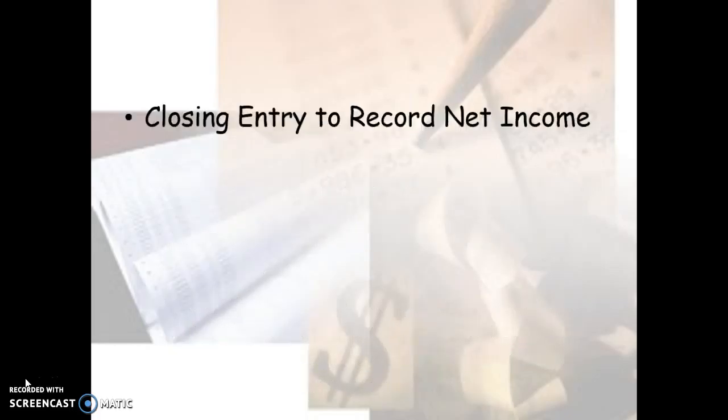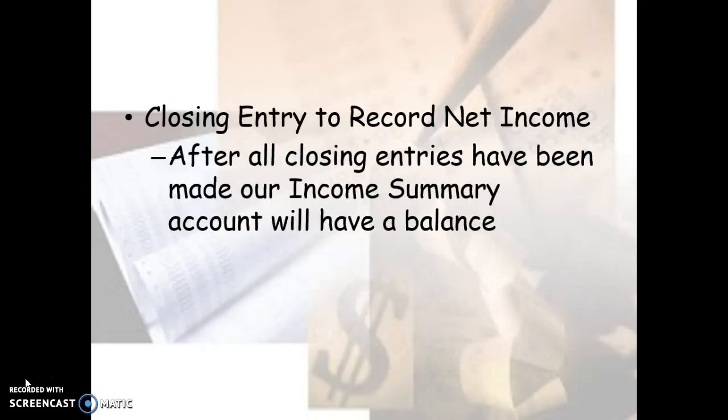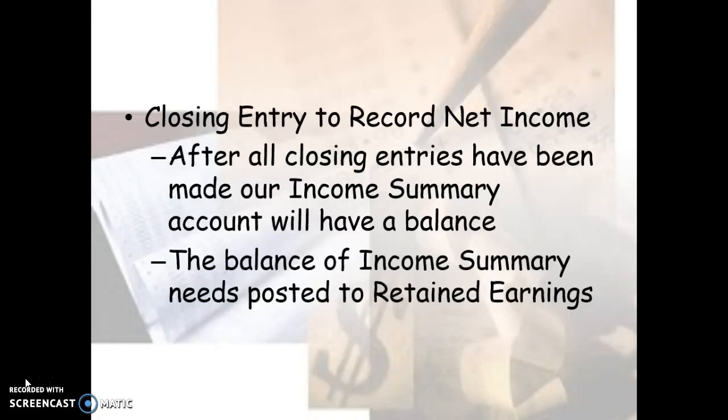Okay, so then our third chunk for closing entries deals with our net income or net loss. And so after all of our closing entries have been made, our income summary account is still going to have a balance. But remember we discussed that it's a temporary account, so therefore we need to get it to zero. And so when journalizing and getting that all equated out, the balance of our income summary will need posted to retained earnings.